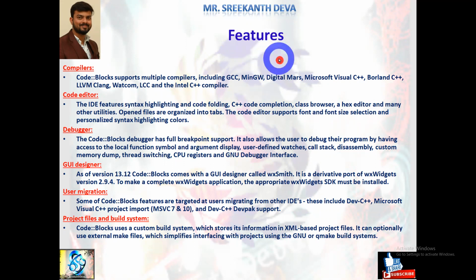What are the major features of Code Blocks? It includes various compilers, code editors, debuggers, GUI designer, user migrations, project files and build system. Coming to compilers, Code Blocks supports multiple compilers including GCC, MinGW, Digital Mars, Microsoft Visual C++, Borland C++, LLVM Clang, Watcom, LCC and the Intel C++ compilers. Various compilers are supported by Code Blocks.